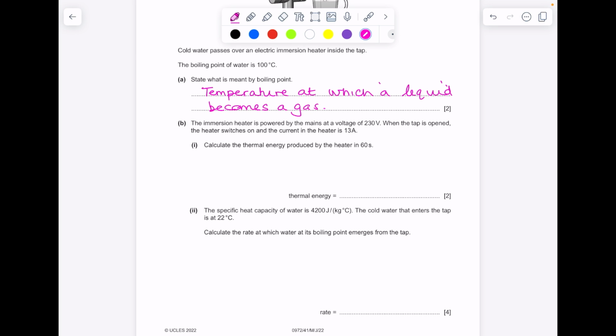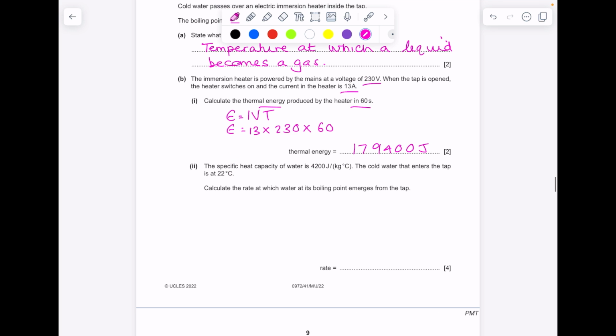The immersion heater is powered by the mains at a voltage of 230 volts. When the tap is open, the heater switches on and the current in the heater is 13 amps. Calculate the thermal energy produced by the heater in 60 seconds. We want to use the equation E equals IVT. I is current, so that's 13 amps. Voltage is 230 volts. Time is 60. Put that into your calculator to get 179,400 joules.